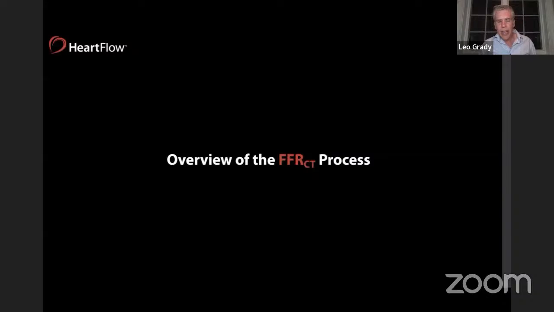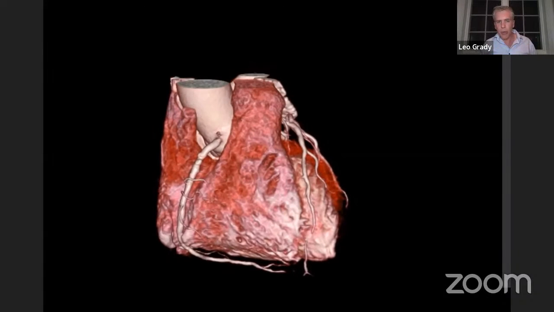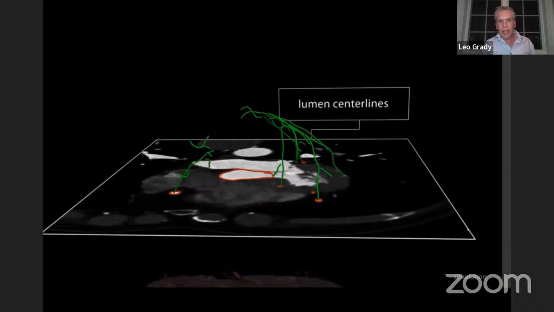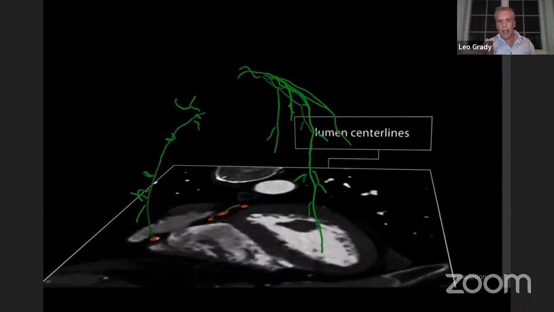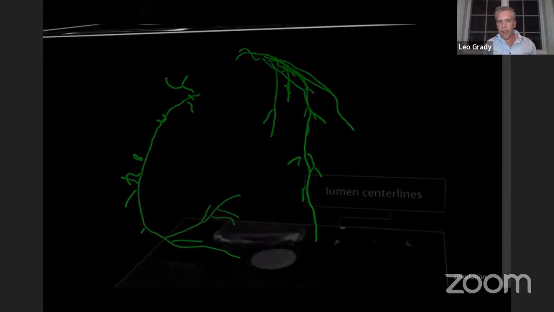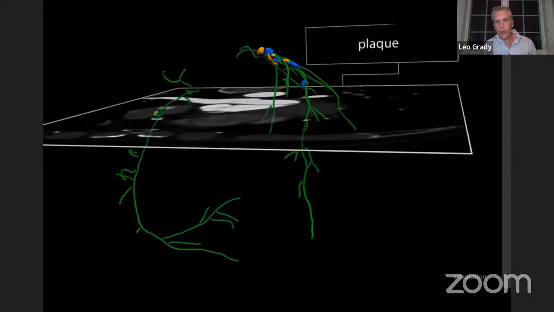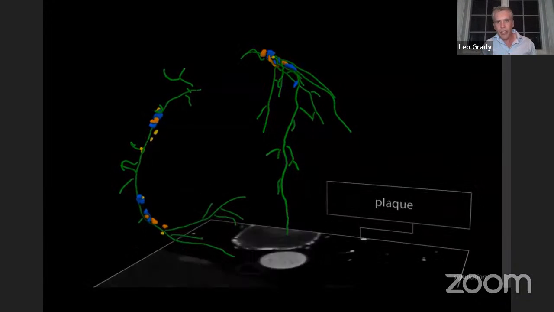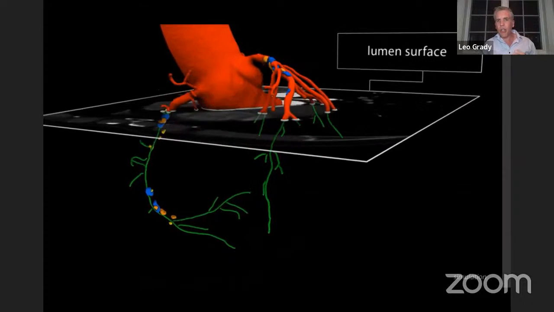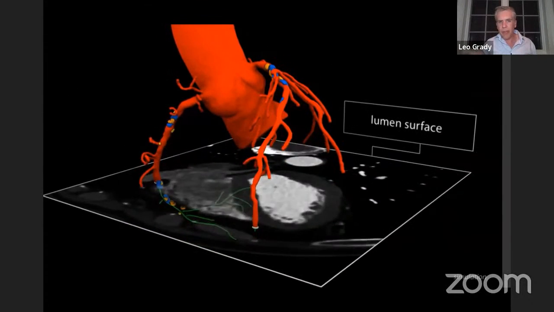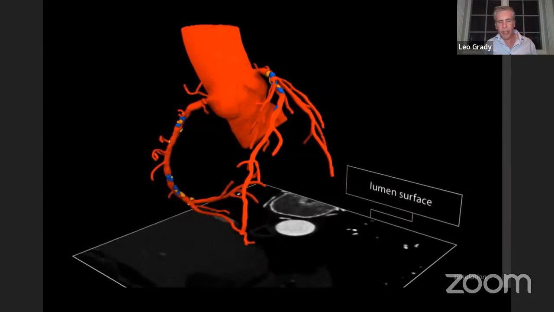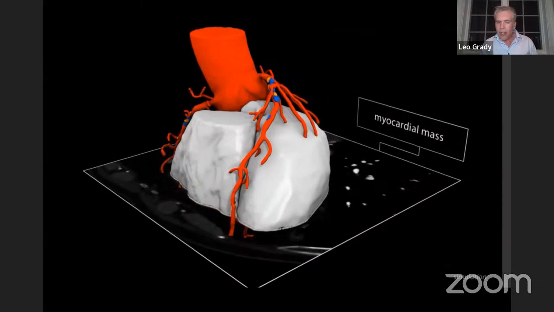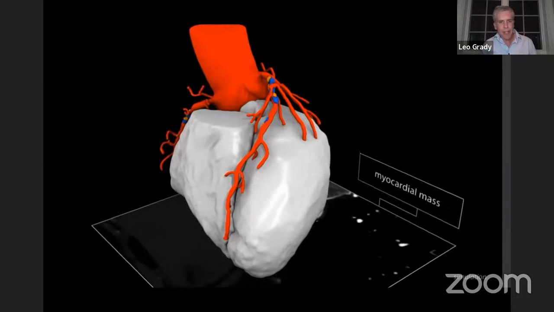We would take a CAT scan of a person's heart, a CT, and we would use AI, computer vision, to find all of the coronary blood vessel center lines. We would then use AI to find all of the plaque, all of the blockages, and the lumen surface. The lumen's the part of the blood vessel that the blood actually flows through. We would use AI to find the rest of the heart, the muscle, the myocardial mass.